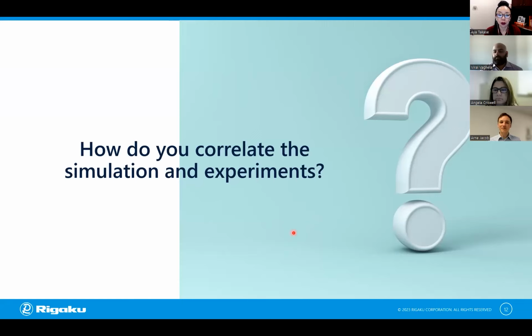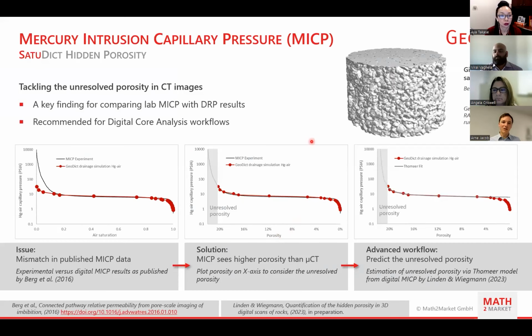So how do you correlate the simulation and the experiments? This is one of the first things new customers ask us when they come from an experimental environment. They ask us, how can we trust your simulations? Because you can simulate anything and you will obtain some result. But how can we be sure about what the simulation gives us?